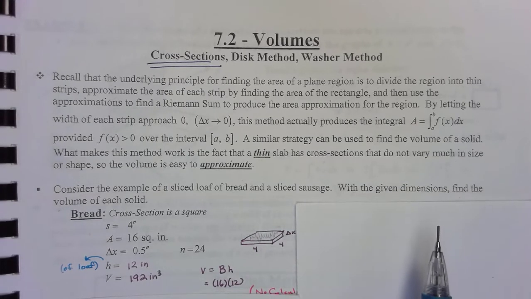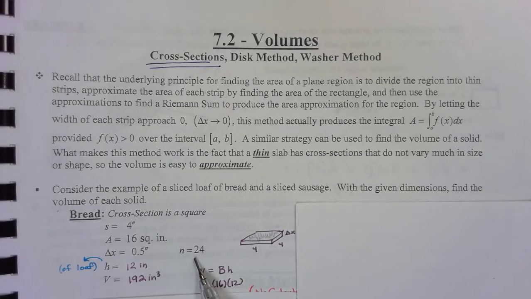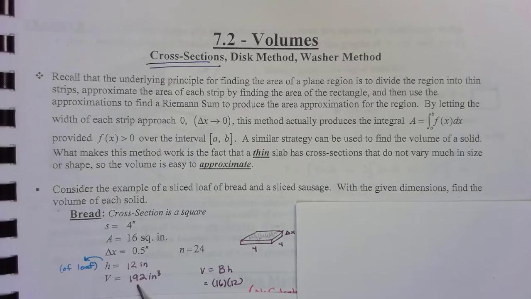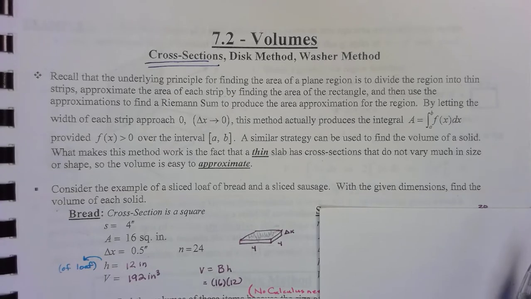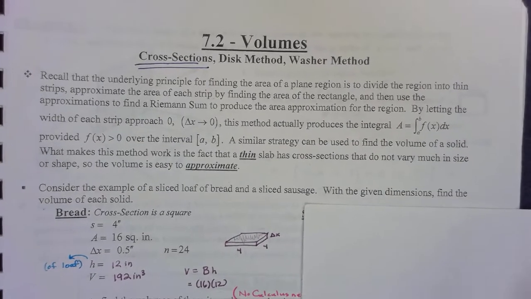Okay, we don't need calculus to find the volume of this because we just have each little slice. And so we can take all of the slices, let's say there's 24 in the loaf, and we can find the volume by taking the height times the area of the base. Okay, no calculus needed.